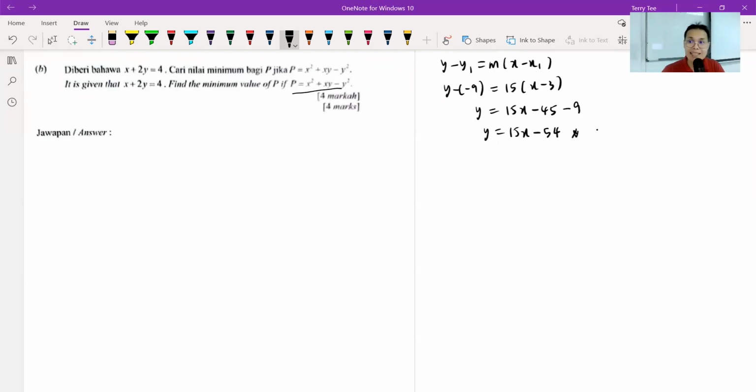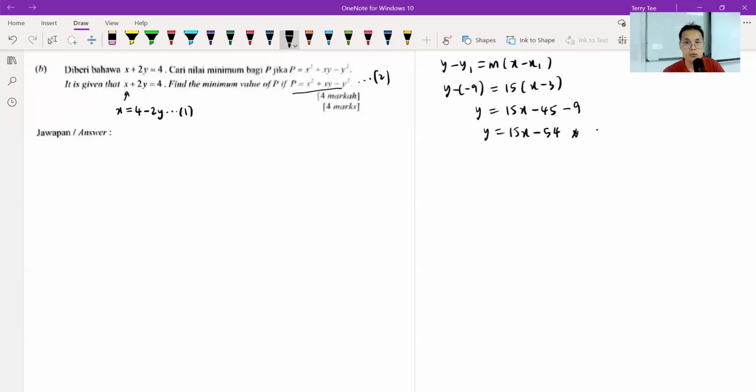to a function p in terms of a single variable. The variable can be x, can be y. But since you notice that the relationship between x and y is given here, I think it's easier to make x the subject. So x is 4 minus 2y. We can call this equation 1.